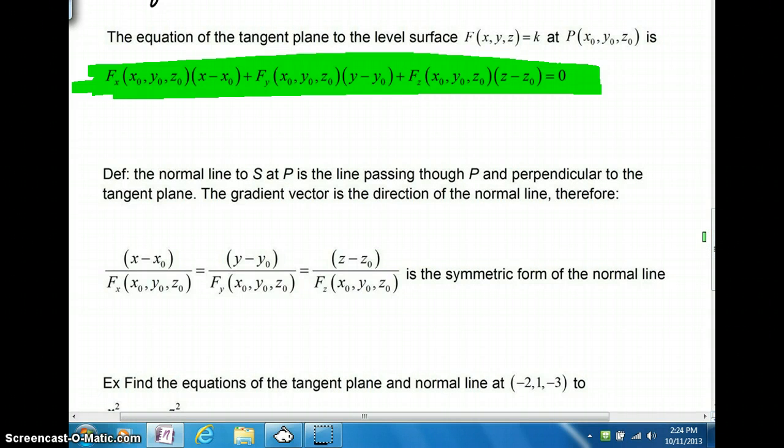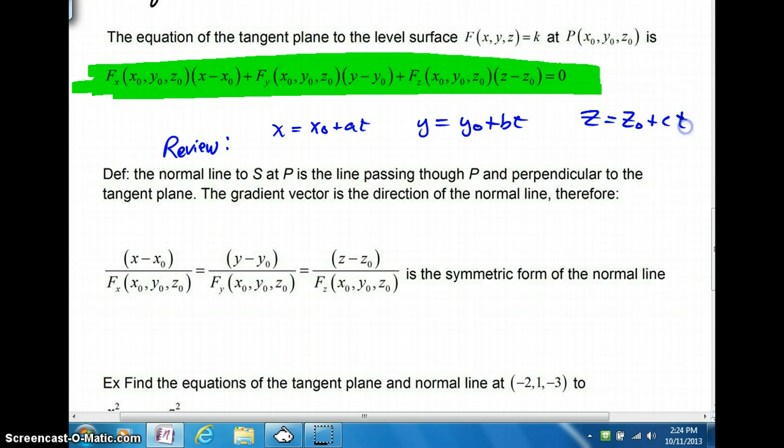And then the normal line. Well, my goodness, let's have a real quick review of 2 chapters ago. How do we write the equation of a line in space? Well, parametrically, it was like this, wasn't it? Where we had an initial point, and we also had a direction vector. We had a direction vector on a line. So this right here is a line in 3D.